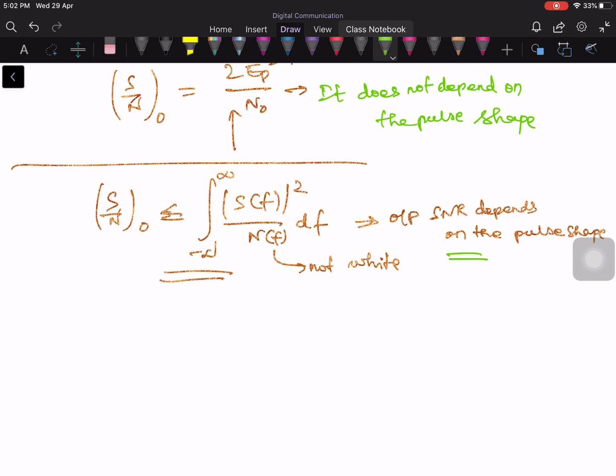But we have already seen that pulse shape is important for only one reason. What is that reason? In order to take care of intersymbol interference. If you don't properly design the pulse, then the pulse will go and interfere with the next bit interval. Therefore, we should be very careful while designing the pulse shape such that it does not interfere with the next symbol interval. So it is nice to know that we don't have to worry about pulse shape as far as performance against noise is concerned.